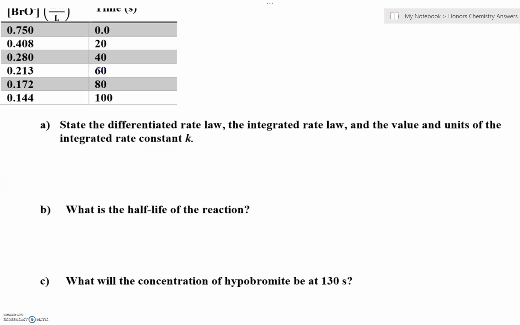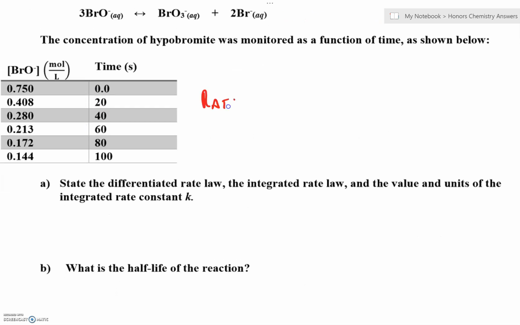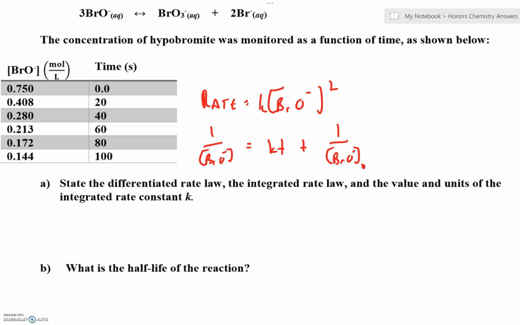So when it says state the differentiated rate law, rate equals K times the concentration of BrO raised to the second power. That's the differentiated rate law, and the integrated rate law is going to look like this, at time 0. And let's get the value and units of the rate constant K. So there's no negative signs to worry about. We'll pick a time. I'll pick 20 seconds and 0.408. Or we could simply solve using the slope, but that's okay. We'll do it like this.